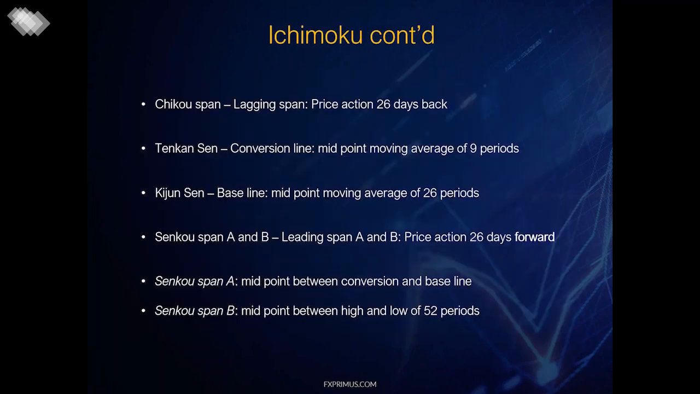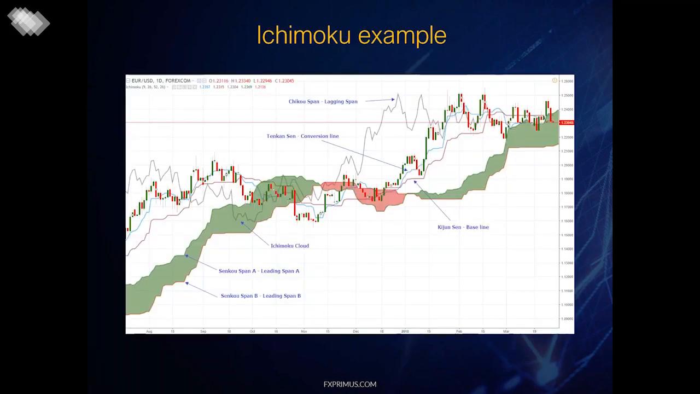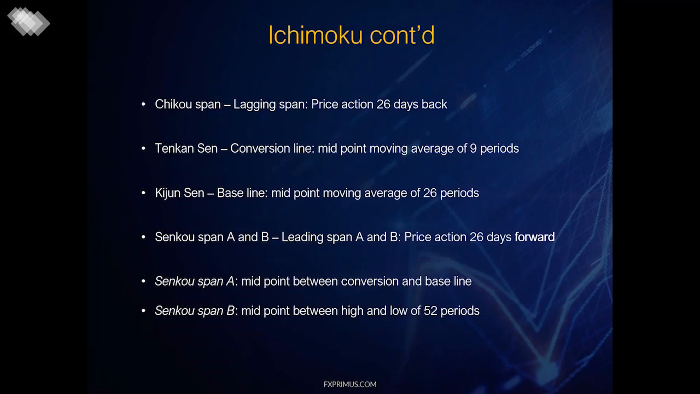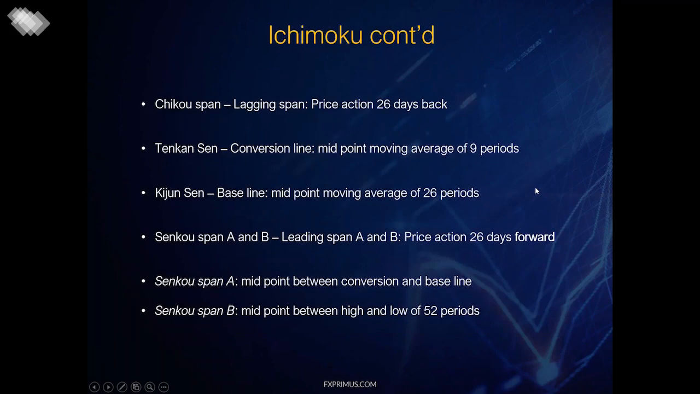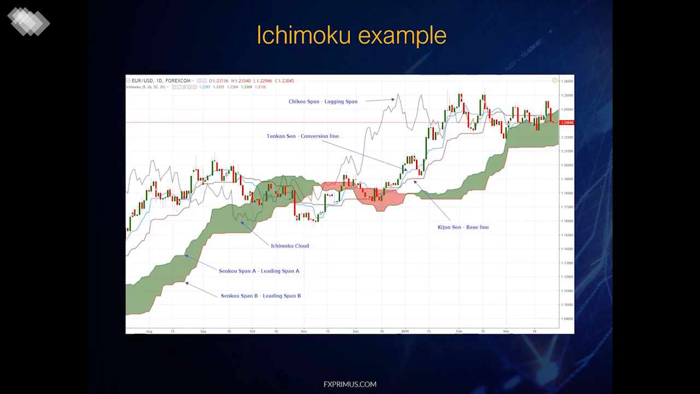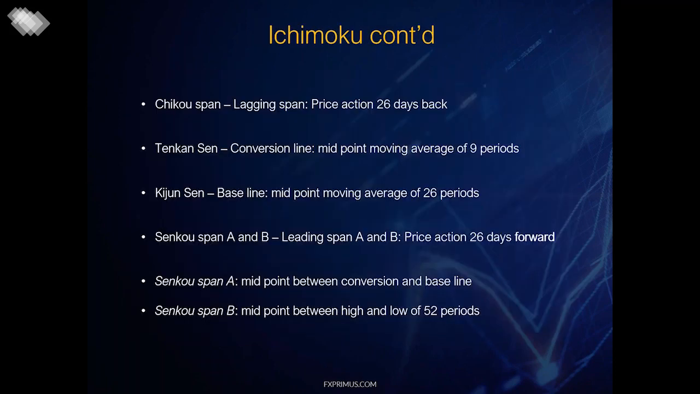Now on the next slide, let's see a little bit more of the theory. The Chikou span, as we said, is the gray line, the lagging span. It's the price action, but 26 days back. The Tenkan Sen, which is the conversion line, the light blue one, is the midpoint moving average of 9 periods. The baseline, which is the brown line that we see on the chart, is the midpoint moving average of 26 periods.